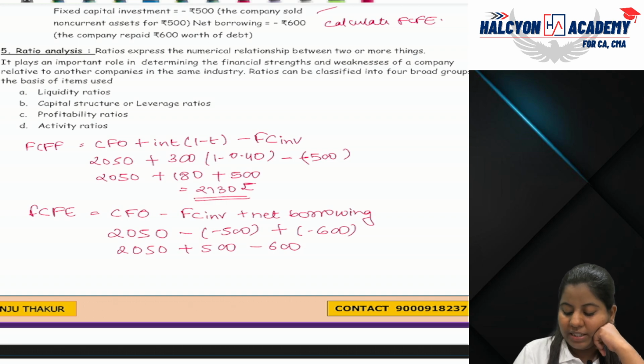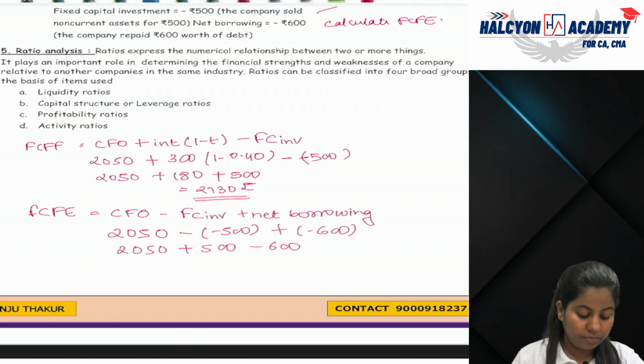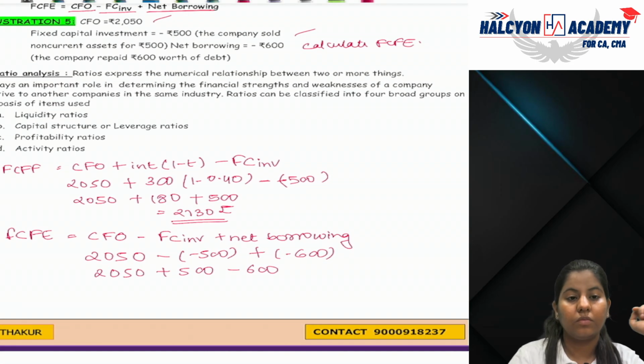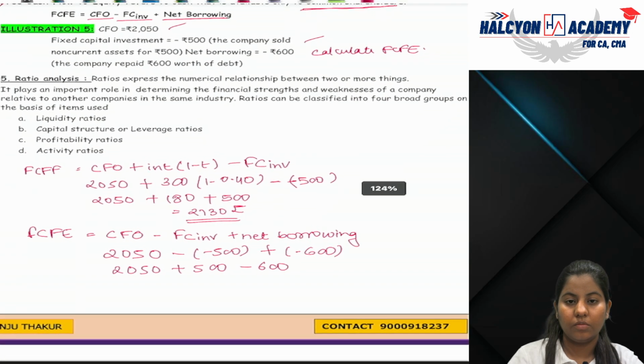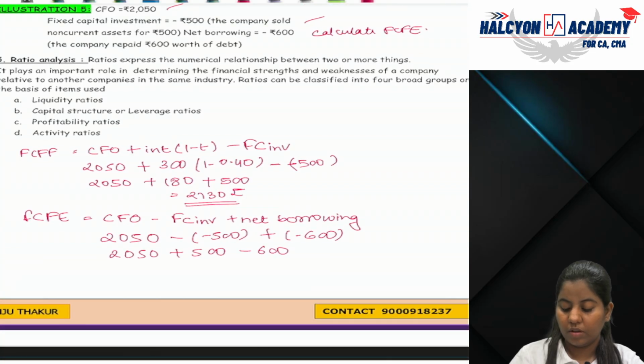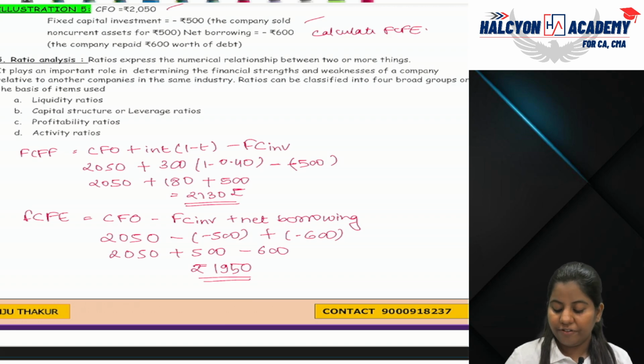Okay, so please compute it. Please calculate and tell me the answer. It will be rupees 1950. FCFE will be rupees 1950.